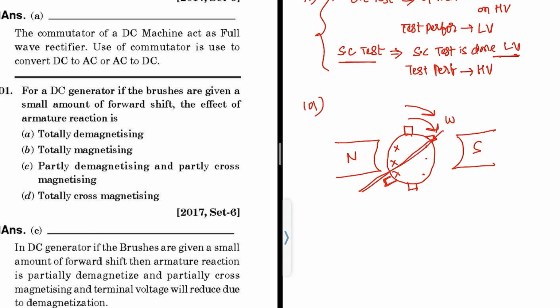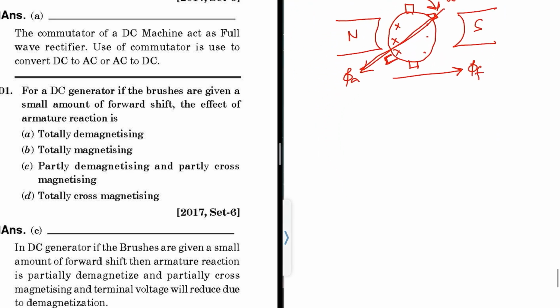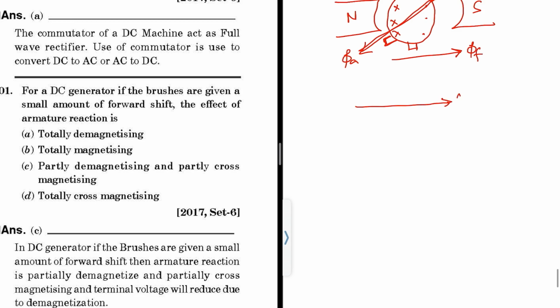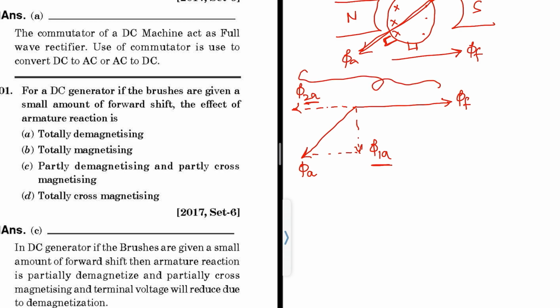So this is the flux direction, right? This is the field flux and this is the armature flux. So I will write a phasor: phi f, and this is phi armature. It has two components, one is phi 1a and the other is phi 2a, both components of the armature flux. If you observe phi 2a and the field flux, they are completely opposite to each other.